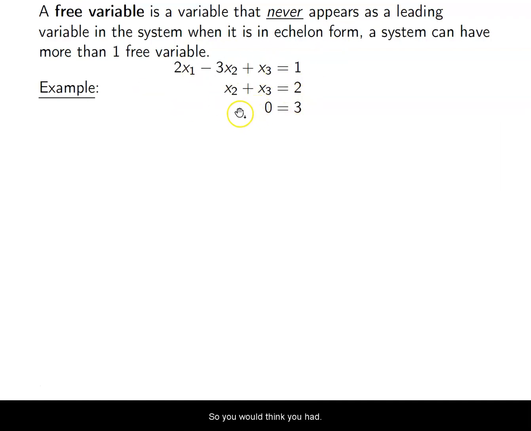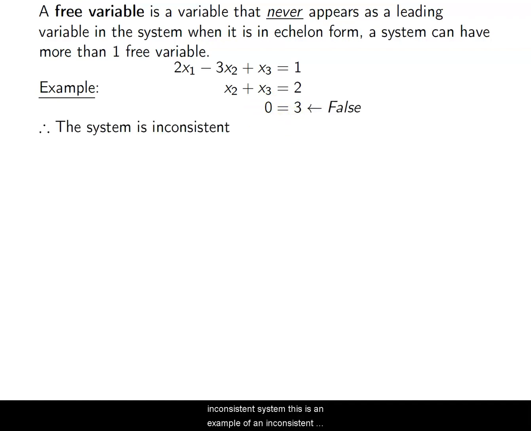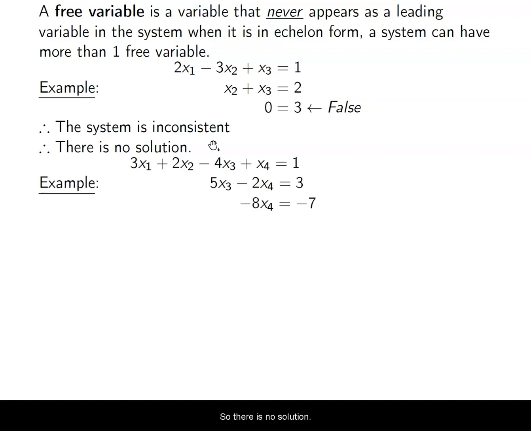You would think you had a free variable here, but actually we have a false statement. We haven't seen an example yet of an inconsistent system. This is an example of an inconsistent system. I have a false equality here. There's no way that 0 is the same thing as 3. That's not true. So if I ever reduce my system down and I have a false value here, I don't have to do anything else. My system is inconsistent, so there is no solution.